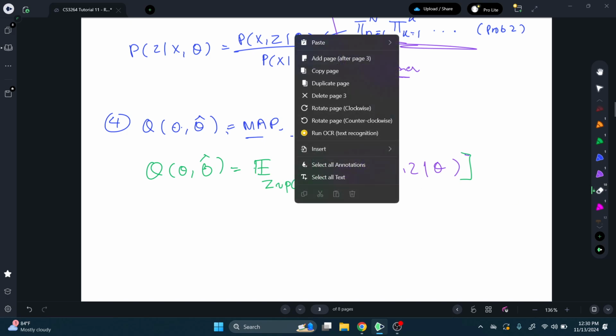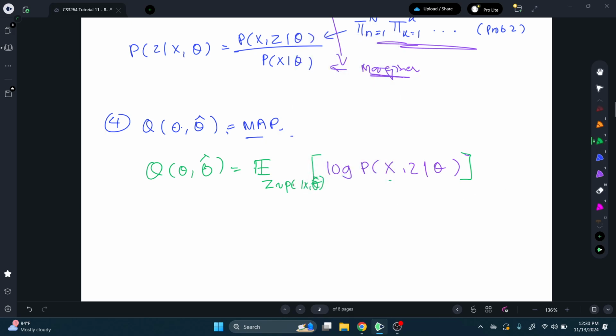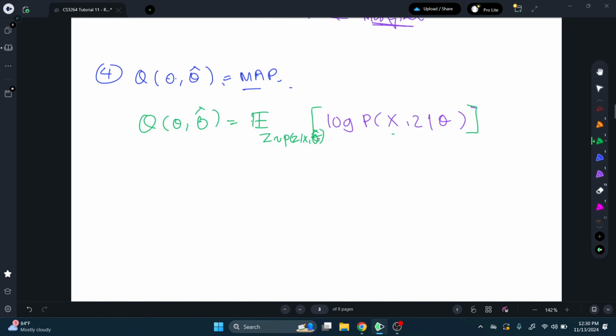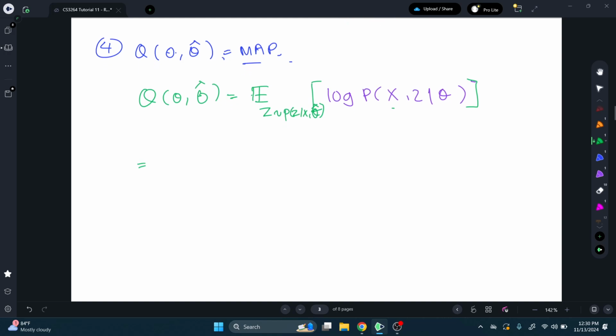Let me just remove this. Capital Z. Okay, so this must be in accordance with your theta hat. For simplicity of this tutorial, I will ignore the writing of this p(z|x, theta hat), but notice that it's always based on the theta hat. Okay, so now we just expand this expectation together.